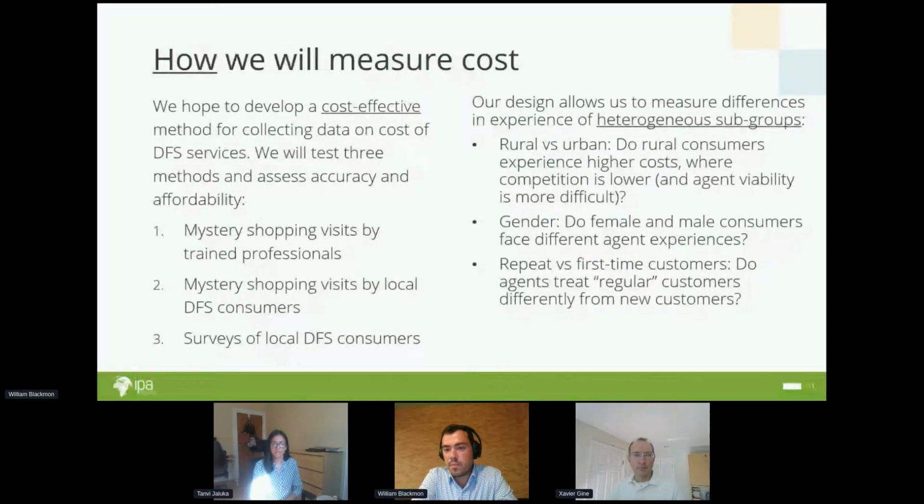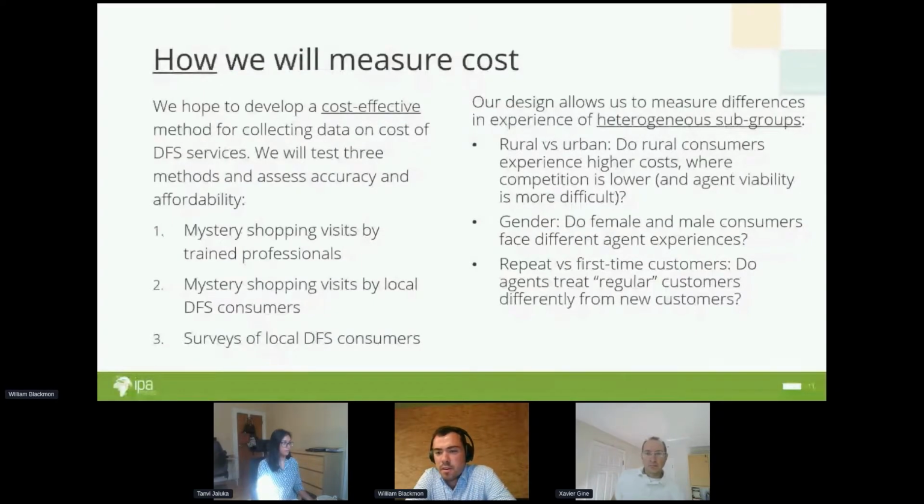the same basic approach, but instead of using enumerators employed by Innovations for Poverty Action, we will recruit local consumers to carry out these mystery shopping visits. There's 2 potential benefits to doing this. We can potentially save money. There's costs associated with enumerators, travel time, their salaries, that sort of thing, that could be saved if we focus on using local shoppers that are already in the locations that we're interested in measuring costs at.